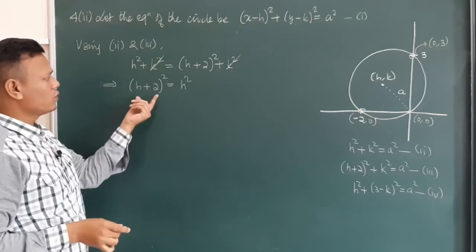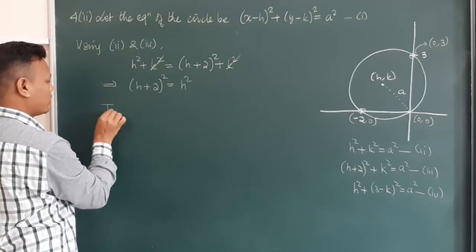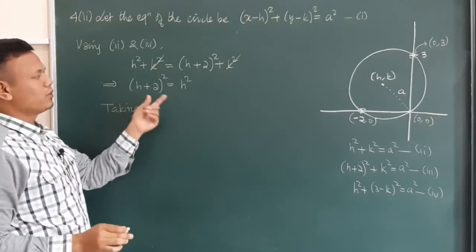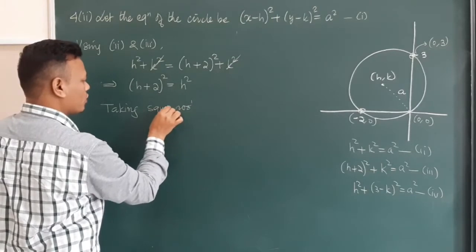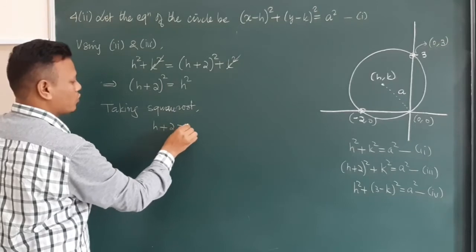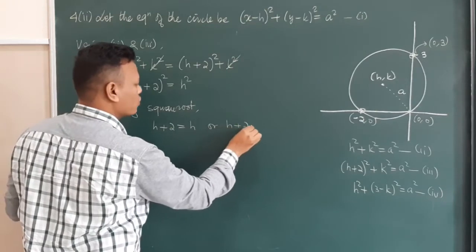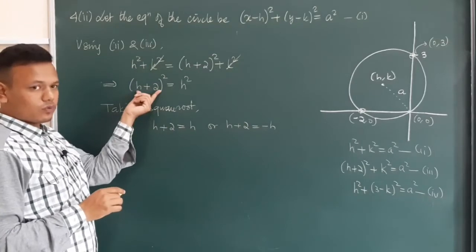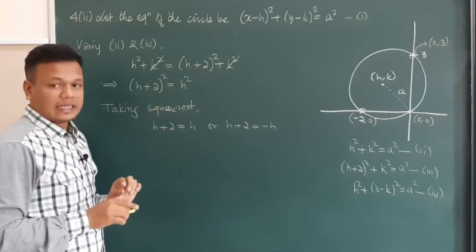Okay, now if you want to take the square root, you can take. So taking the square root, or if you want to apply the a plus b whole square formula, that's also fine. So taking the square root, we have h plus 2 will be equal to either h, or h plus 2 will be equal to minus h. Okay, because whenever we take a square root, we have two answers. One is plus and another is minus. So I have done the same thing out here.